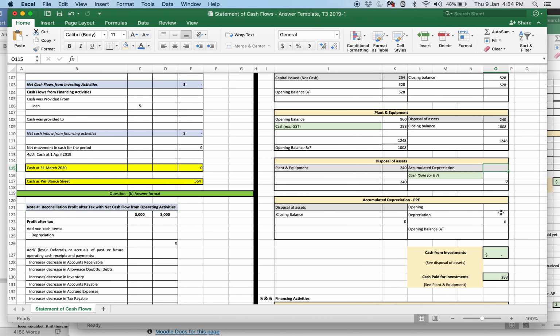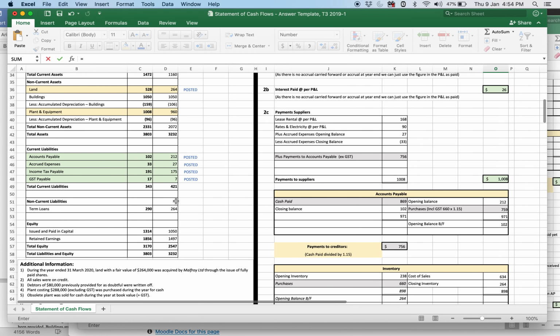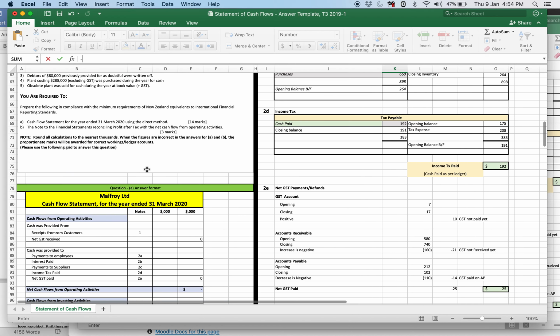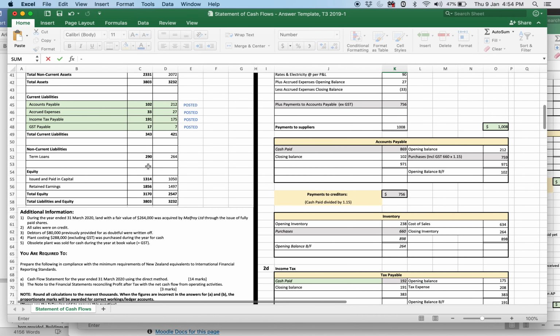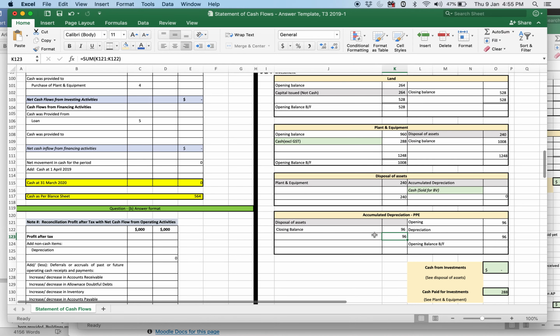So what was the opening accumulated depreciation on plant and equipment? The opening accumulated depreciation on plant and equipment was 96. Okay, let's try and keep these figures. It's on the credit side already, so it doesn't need to be negative. The closing figure is the same for some reason. So that tells us something. You normally see that increase, but okay, so there's the closing.